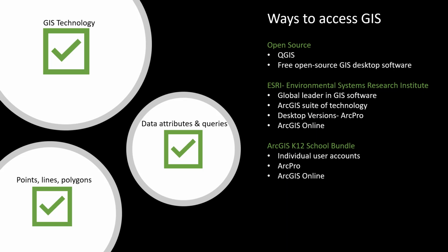And we'll start with some open source technology that's available out there. The biggest, most popular one is called QGIS. So this is a free open source GIS desktop software.